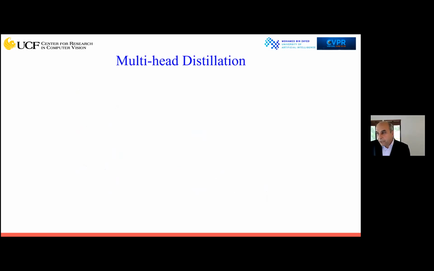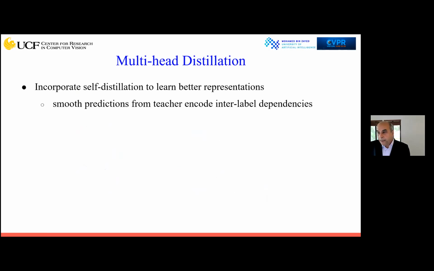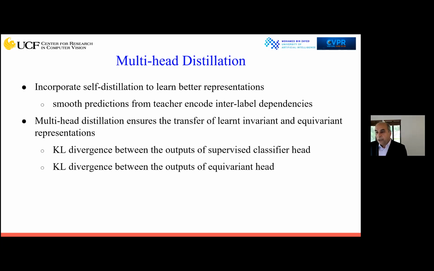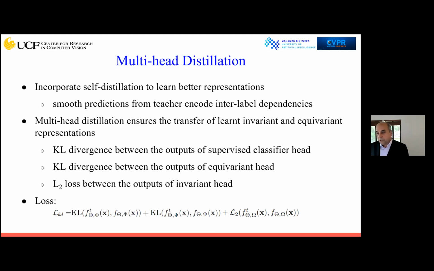Now, on top of it, we are going to add the distillation. What distillation will do is help us learn an even better representation. So this will be a smooth prediction from the teacher to encode inter-label dependencies, and also it will ensure the transfer of learned invariant and equivalent representation. So we are going to use the KL divergence between the output of the supervised classifier head, and also KL divergence for the output of the equivalent head, because both are distributions, and then L2 loss for the invariant head, because that's not a distribution, it's just minimizing a loss. So this is the way it will work.